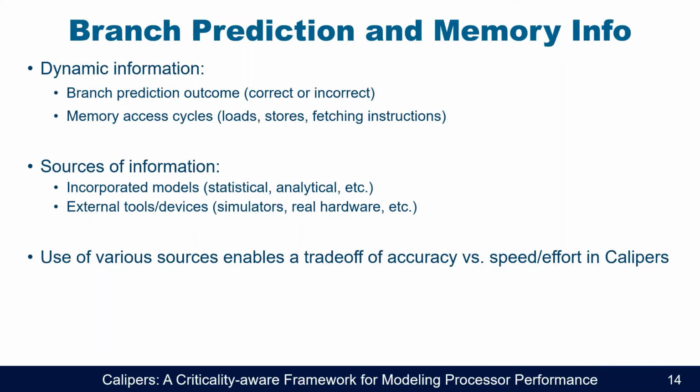For modeling branch prediction, Calipers needs to know the branch prediction outcome. And for loads, stores, and instruction fetch, Calipers needs to know the memory access cycles. As I mentioned earlier, these are dynamic information. Such information can be obtained from various models that can be integrated into Calipers, like statistical, analytical, and functional models. Alternatively, this information may be captured from external tools like existing simulators or even real hardware and provided along with a trace. In fact, Calipers can take advantage of various sources based on their availability. For example, when a simulator or real hardware is unavailable during earlier stage design exploration, simple models may be used. From another point of view, these choices enable a trade-off between fidelity of Calipers and speed or amount of effort needed to leverage more sophisticated sources.